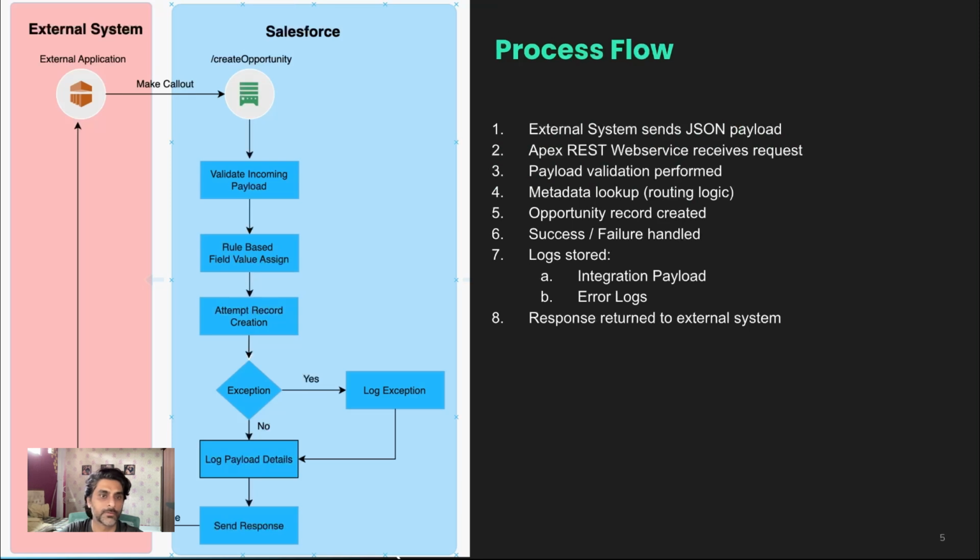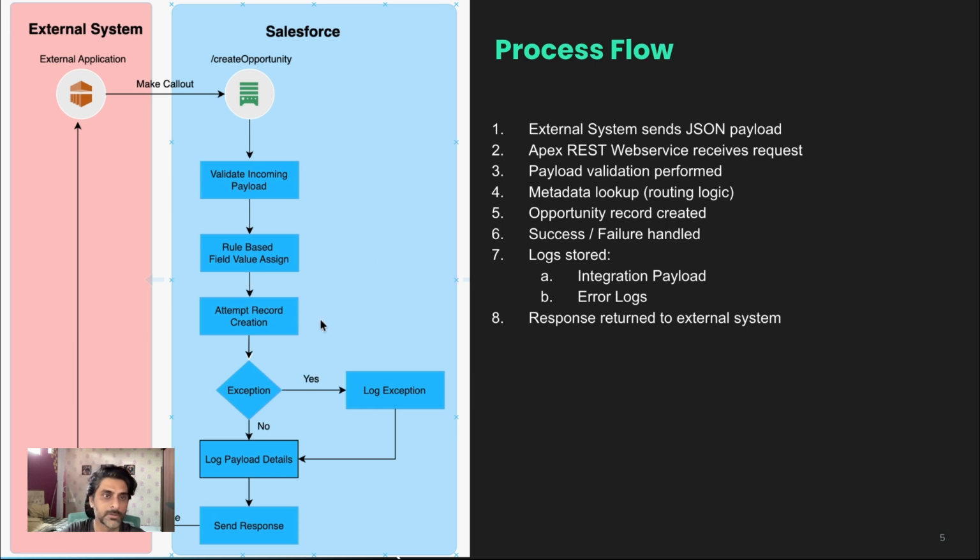So this is the process flow diagram for the whole architecture that we designed. On the left hand side, you can see this is an external system. It can be any system, Azure or AWS, and that makes a callout to our web service in Salesforce. We then handle the incoming payload, and then the rule-based field value assignment fires and populates all the fields that are required by looking into the metadata lookups. And I'll give you a high-level demo of how everything works.